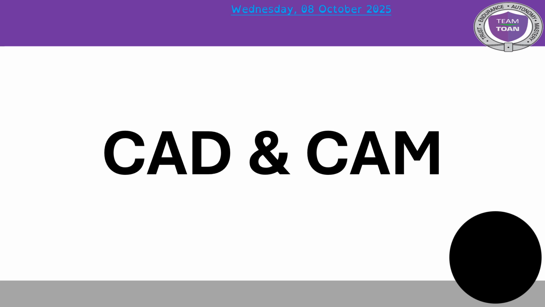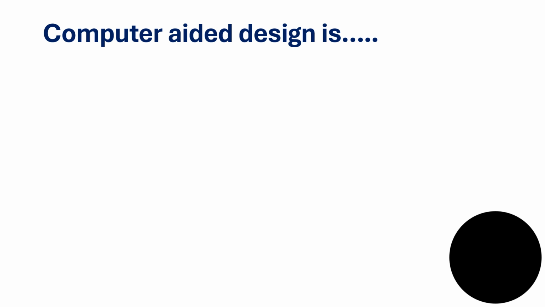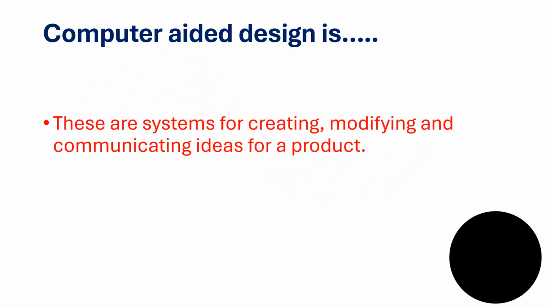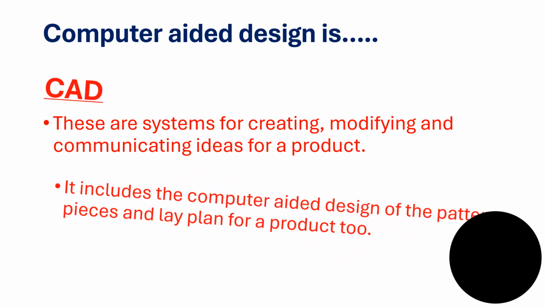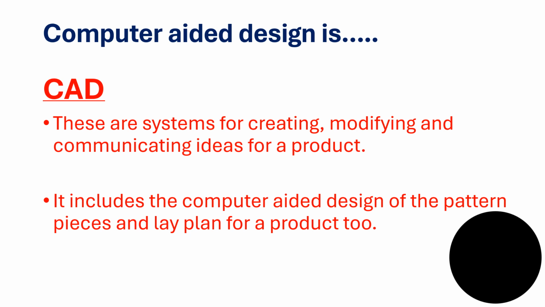Okay, welcome to part 4. So the first thing we are going to cover is CAD/CAM. So computer aided design or CAD. These are systems for creating, modifying and communicating ideas for a product. It includes the computer aided design of the pattern pieces and lay plan for a product as well.